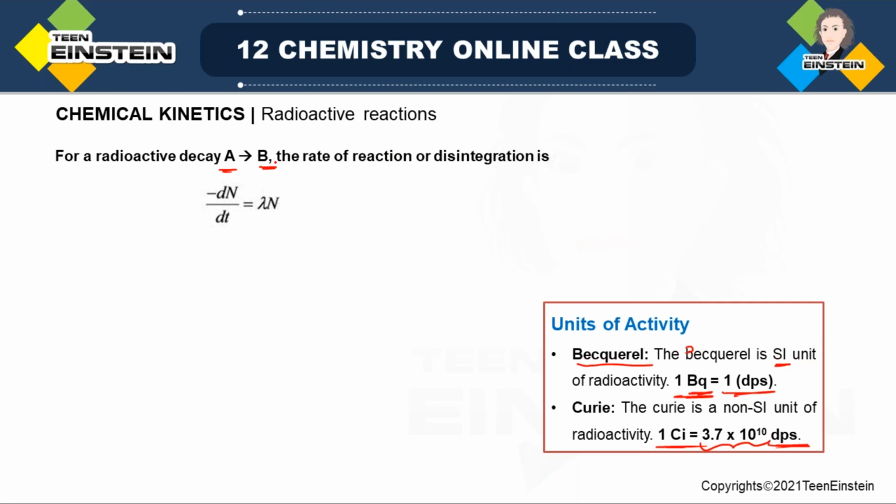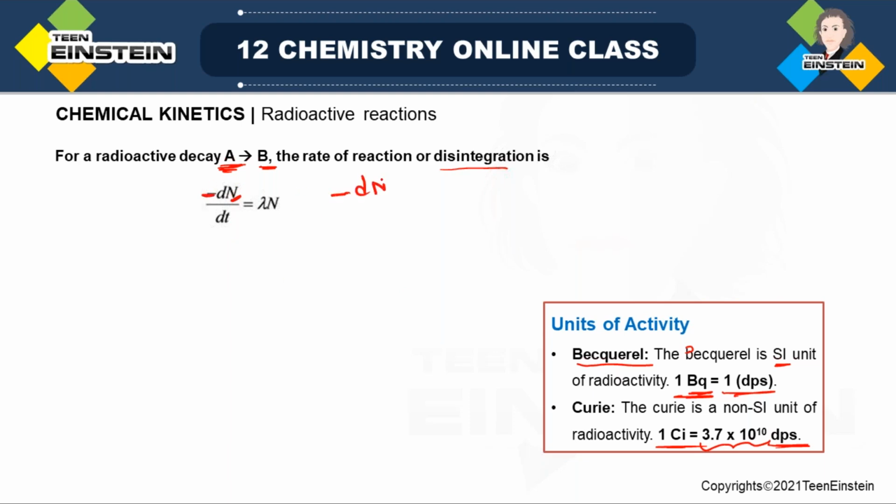Rate of reaction, or better we say, mostly in radioactive reactions we use the term disintegration rather than rate of reaction. Mostly these two are same. Minus dN/dt. So what is capital N? Capital N is the number of nuclei of A species. And minus dN/dt, that is the rate of change in the number of nuclei of A. Obviously, with time, the number of A nuclei will decrease. That is why there is a negative sign.